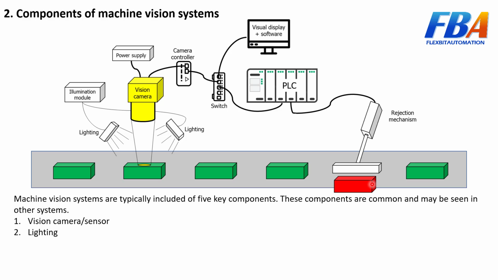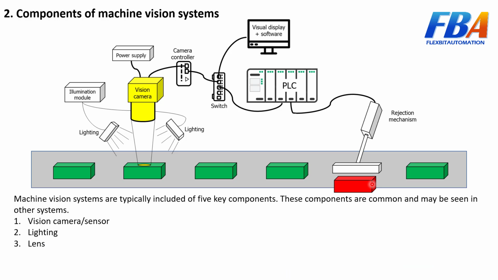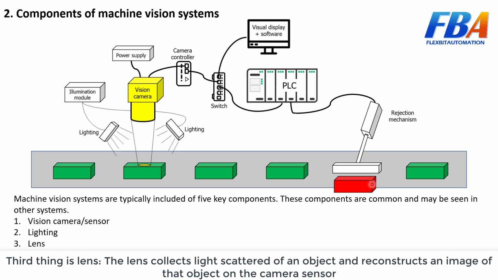The second, very important thing is lighting. The camera cannot capture a high quality image without lighting. It's not simply illuminating the products. For each distinct feature on a product, we need to set up a different position and lighting technique. The third one is the lens. The lens collects light scattered off an object and reconstructs an image of that object on the camera sensor.